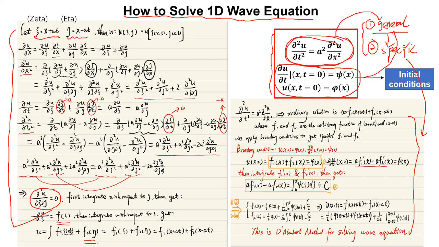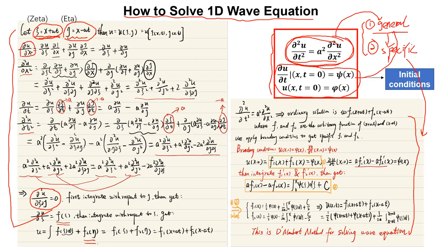As for the variables, we just use zeta equals x plus at, and eta equals x minus at. The reason for it is a little difficult, so the teacher will give the hint. He will just tell you to use these two forms to simplify this equation. No worry. Here we just tell you a general solution of it.